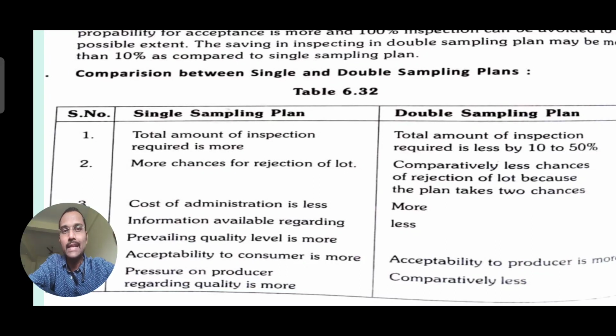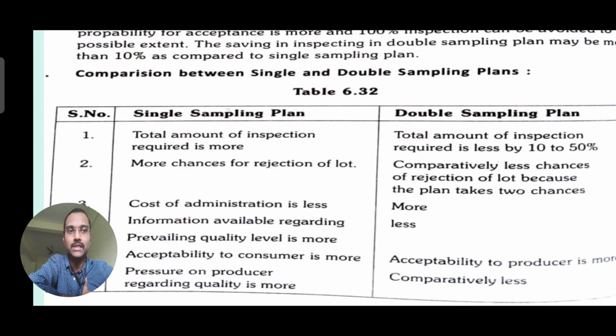Okay, in the single sampling plan, the pressure on the producer regarding quality is more. Why? Because we are inspecting only one sample, which consists of 5 or 10 units, so the remaining units have to be taken care of exactly. They should follow the quality level, which puts the focus on the producer, the manufacturer. So the pressure built in on the producer is more, whereas in the double sampling plan, comparatively, it is less.